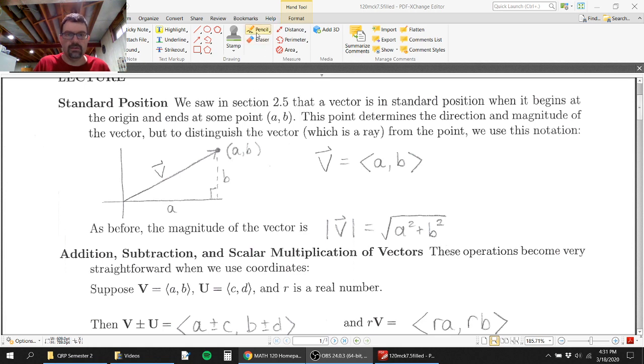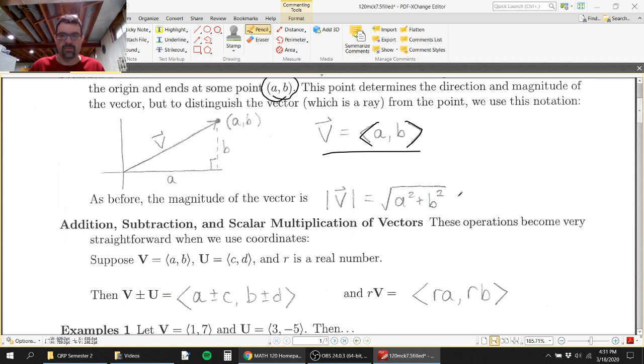To distinguish between talking about a point, which has the coordinates in a pair of parentheses, the way we label a vector is with angle brackets instead around the same set of numbers. All right, and you'll see those throughout. And the magnitude is still the Pythagorean theorem, which gives you that.